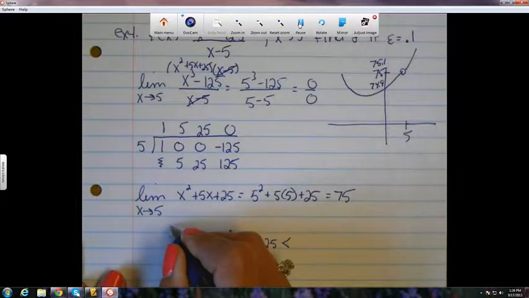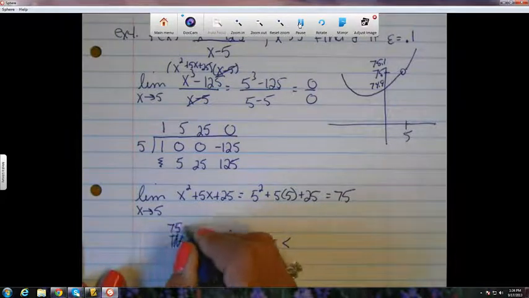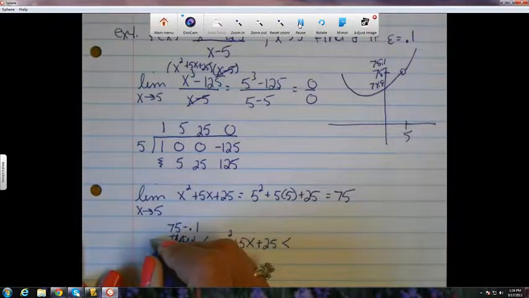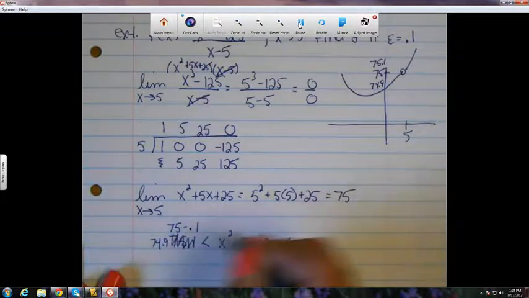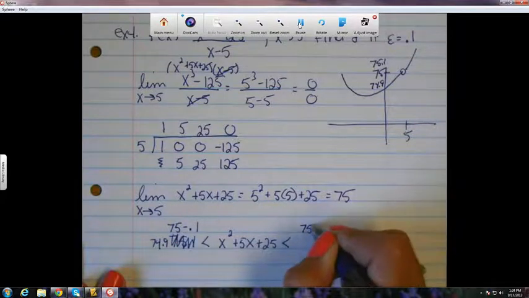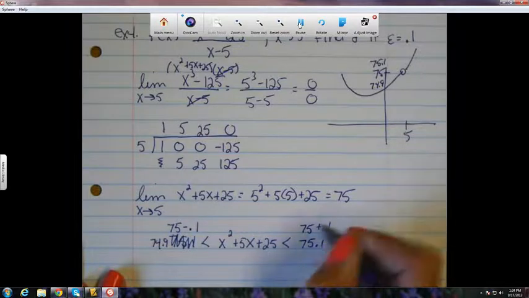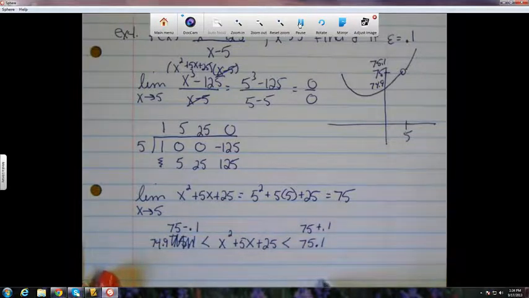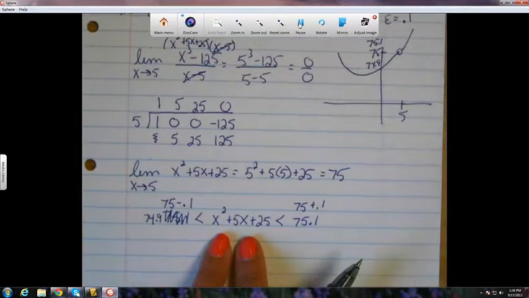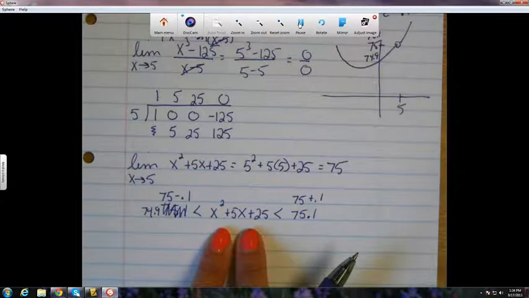It's the 75 minus the 0.1 here for the 74.9. And the 75 plus the 0.1 over here for the 75.1. Smaller to bigger. Okay, the problem is, we haven't had this, well, we did in chapter 1 a little bit, but I didn't focus on it too much.